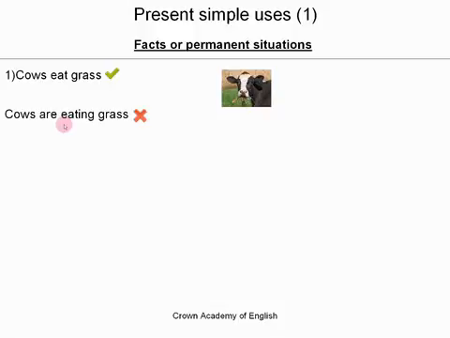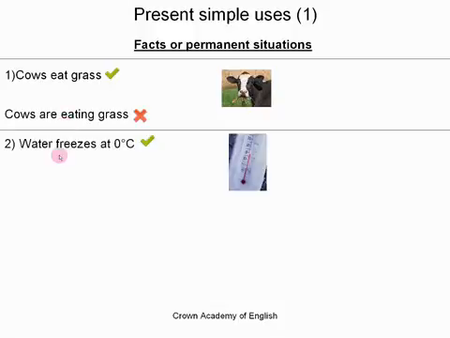Another example, water freezes at 0 degrees centigrade. Okay, it's a fact. It always happens. Water, when it gets to 0 degrees centigrade, it freezes. So we use the present simple. We do not say water is freezing at 0 degrees centigrade. That's grammatically correct, but the meaning is wrong. Okay, because this is a fact, and we mean to say that water always freezes at 0 degrees centigrade, so we use the present simple.